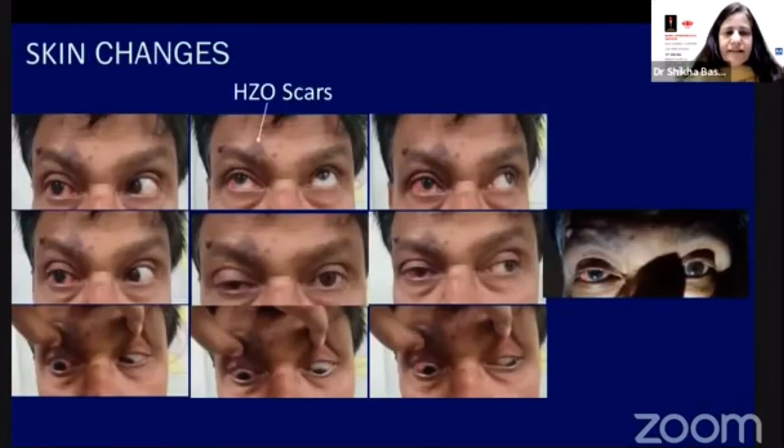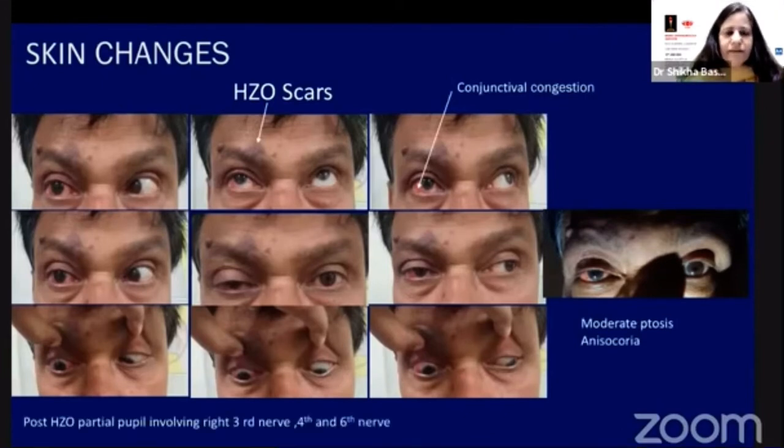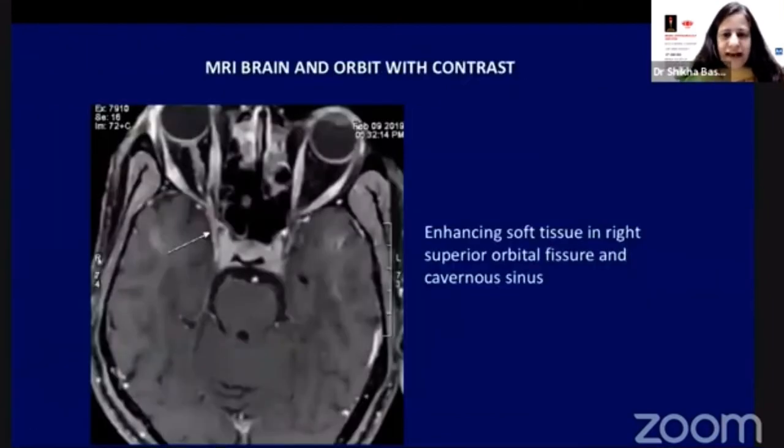Very obviously, there is a herpes zoster ophthalmicus scar on the skin. There is conjunctival congestion on the right side. And there is moderate ptosis and anisocoria with obvious limitation of movements in all directions, all gazes in the right eye. So the patient had a pupil-involving right third, fourth, and sixth nerve palsy because of an enhancing soft tissue lesion in the right superior orbital fissure and cavernous sinus.